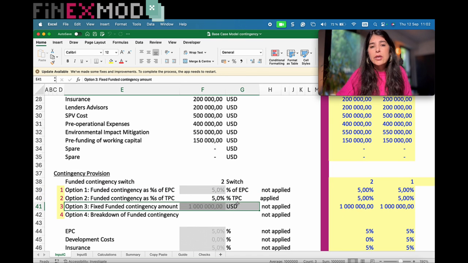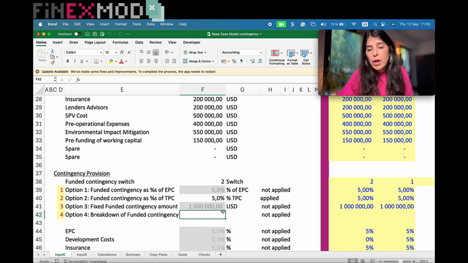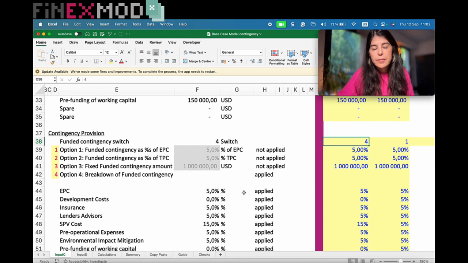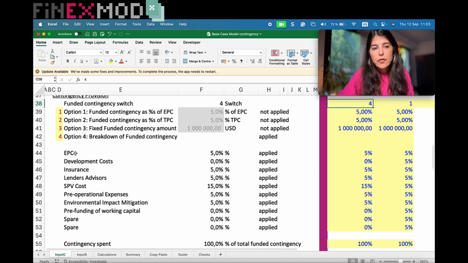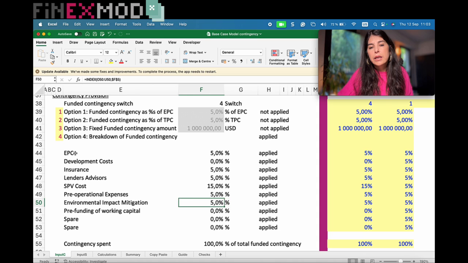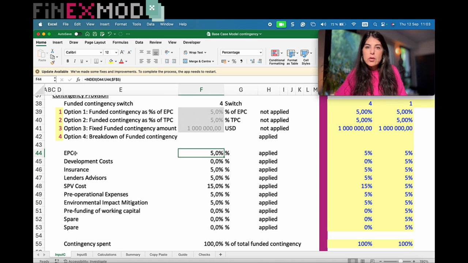And then later on, as you progress with the project, you might want to have the option as well to hard code the contingency amount into the financial model. So that's option 3. Another option which is also useful is, let me switch it to that so that we can see it. You can see that in this one, for each and every cost item in my budget, I am defining a percentage contingency provision. So these are the different methods that I am using to include and integrate the sizing of funded contingency into my models.